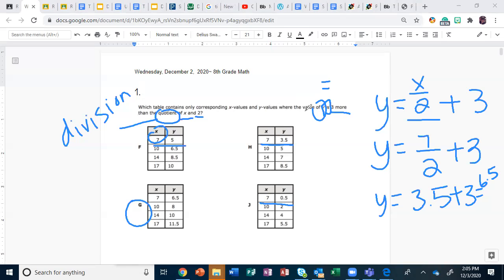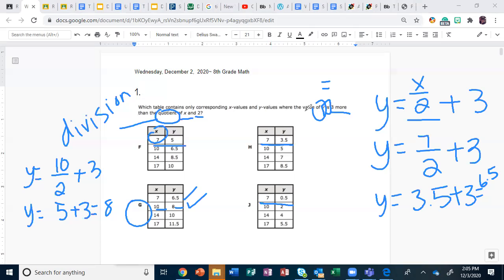Let's check for 10. So we will have y is equal to 10 divided by 2 plus 3. What is 10 divided by 2? 5. What is 5 plus 3, guys? 8. Do we have 10 and 8? We sure do. Let's check 14.